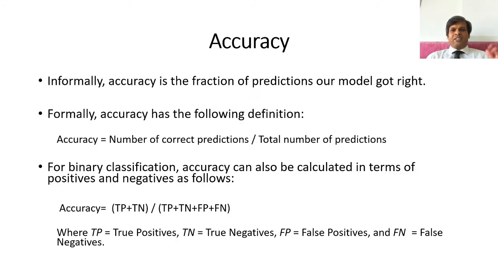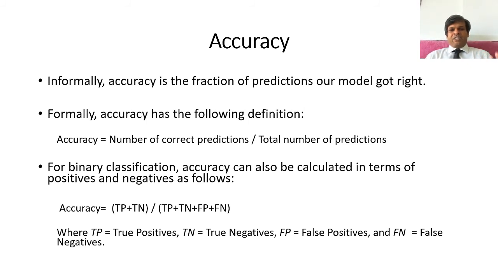Now, what does this confusion matrix help us with? The confusion matrix helps us measure accuracy. So what is accuracy? Accuracy is the fraction of predictions a model got right. Formally, accuracy has the following definition: the number of correct predictions divided by the total number of predictions. Suppose our data set had a sample of 100 records and the number of correct predictions was 80. So 80 over 100, that is 80% accuracy for that particular model.